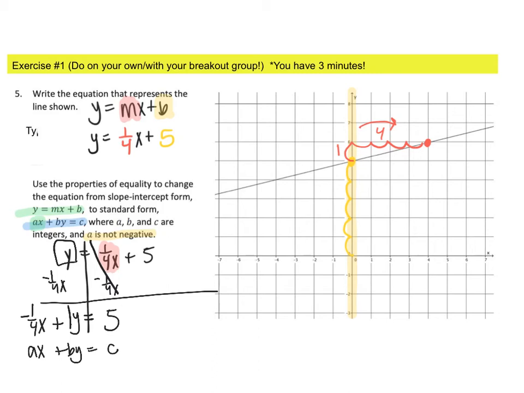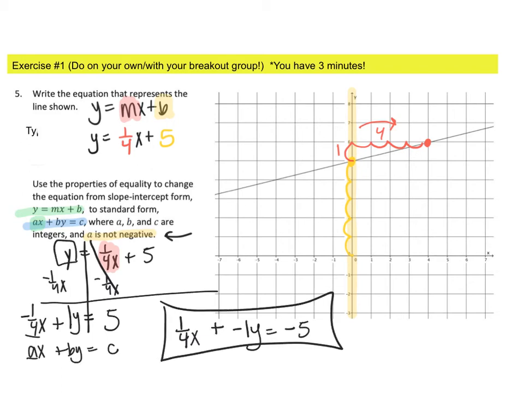The only thing I have to do before I move forward is make sure a is not a negative. And right now, it is. It's negative 1/4. So I'm just going to change that to positive 1/4 x. But if I change the opposite of that, I have to change the opposite of everything. So this becomes negative 1y. This becomes negative 5. And that is our answer here. Check your work with my work. Let me know in the chat if you got it correct. Okay? And if you got it wrong, let me know what mistake you made.